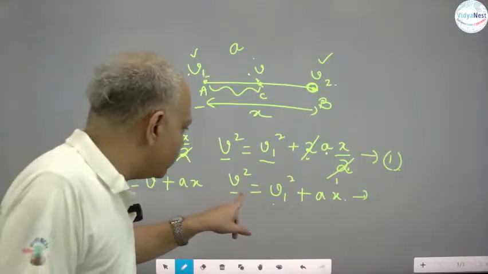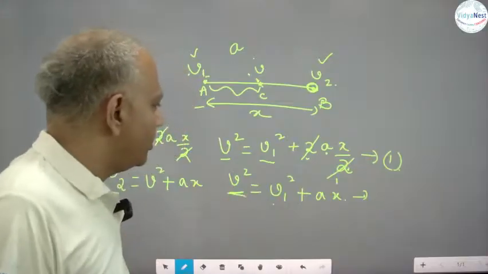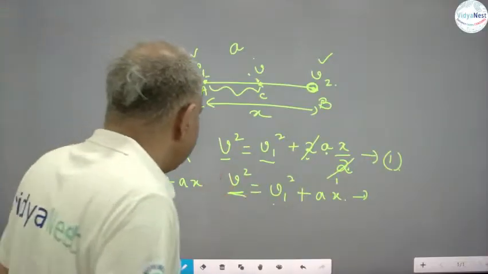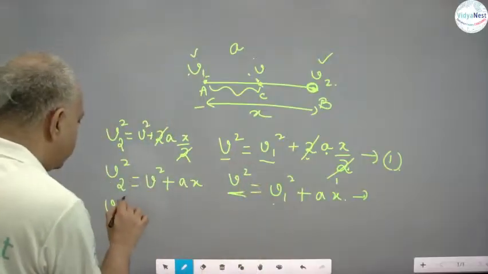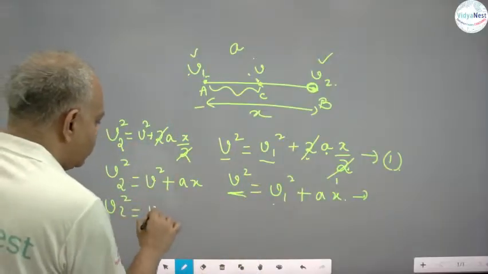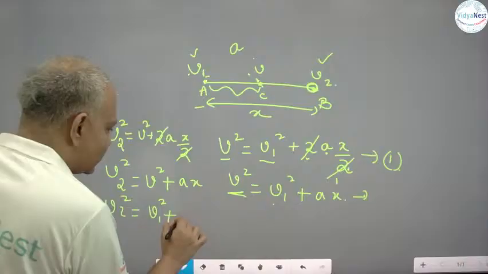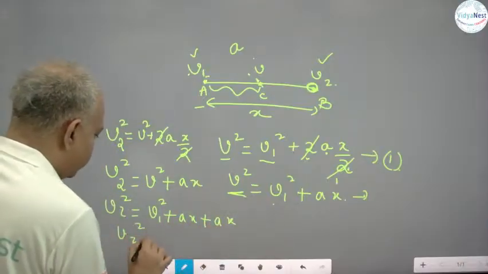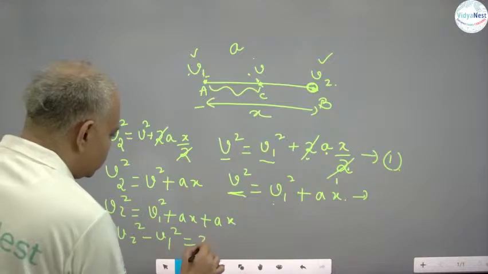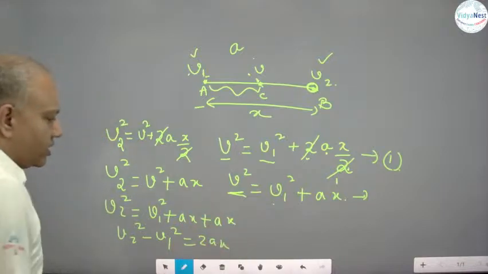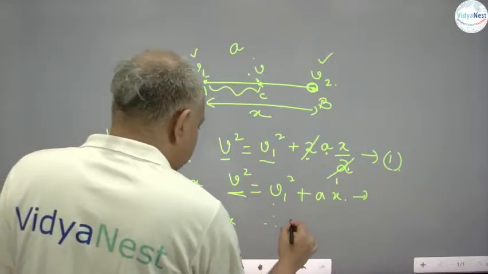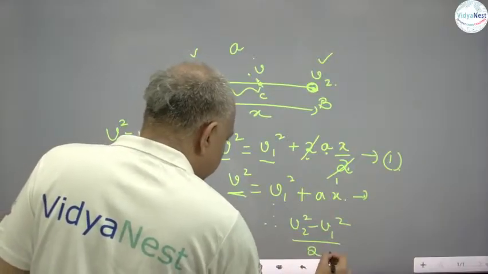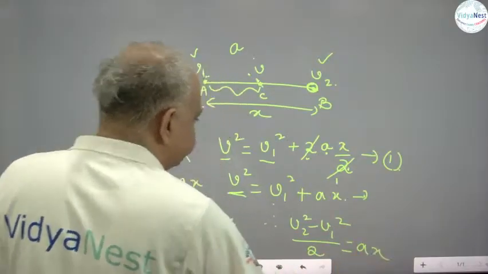So you can see, v2 square is equal to v square plus ax, and v square means v1 square plus ax. So v2 square minus v1 square is equal to 2ax. Therefore v2 square minus v1 square divided by 2 is equal to ax, isn't it?